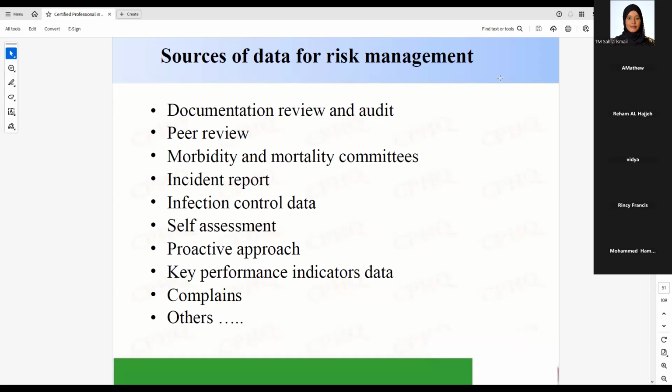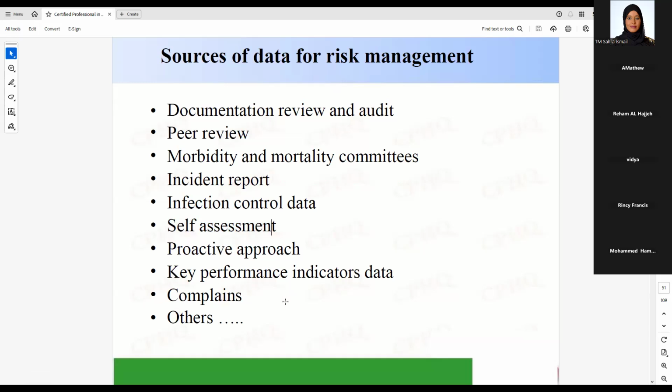The sources of data for risk management: documentation reviews and audits, peer review, morbidity and mortality committees and reviews, incident reports, infection control data, and self-assessment, where they go to the units and visit them and discuss with them what could be the risks in their units. That's considered part of self-assessment. Proactive approaches to risk management, and we will talk about it. Somebody mentioned FMEA is one of the proactive approaches. And then key performance indicators and data help with finding some information related to risk management.